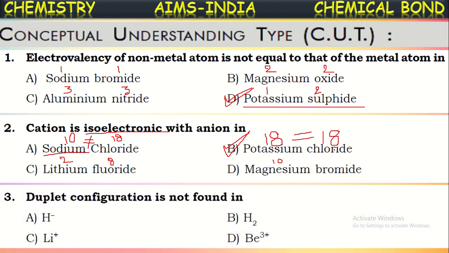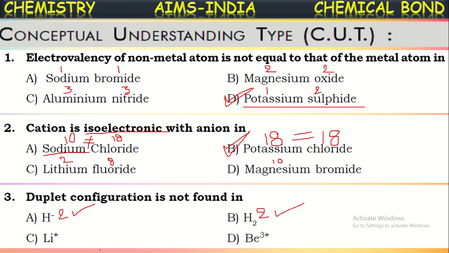Okay, next one. Duplet configuration is not found in. Duplet configuration means having 2 electrons in its first shell, that is the outermost shell. See H minus. We know hydrogen has 1 electron. H minus means it gained 1 electron, so it has 2 electrons now. That is a duplet configuration. What about H2 molecule? Each hydrogen atom has 1 electron. On bond formation with the other hydrogen, both hydrogens share mutually 1 pair of electrons. So both will get 2 electrons by sharing, so they are having duplet configuration.